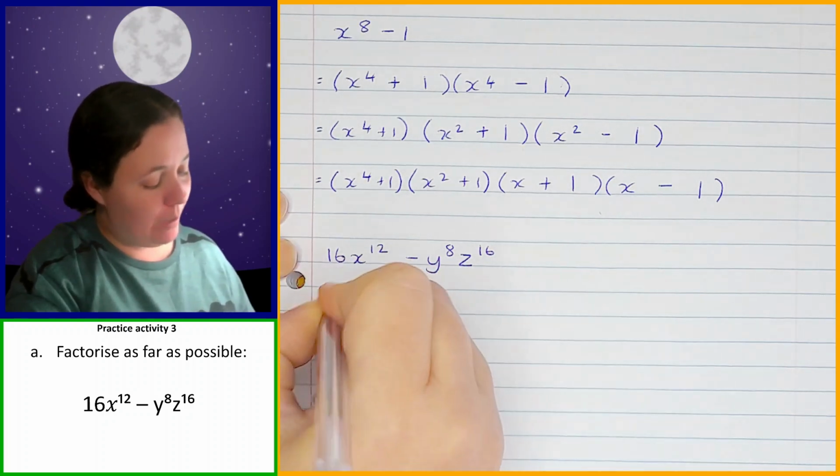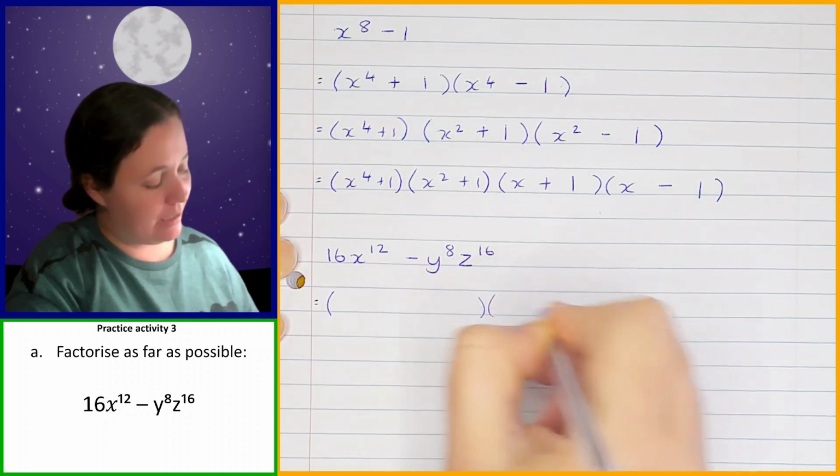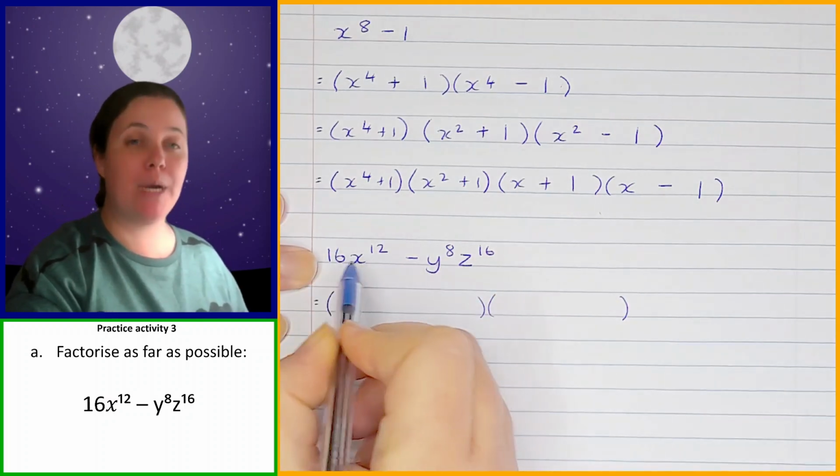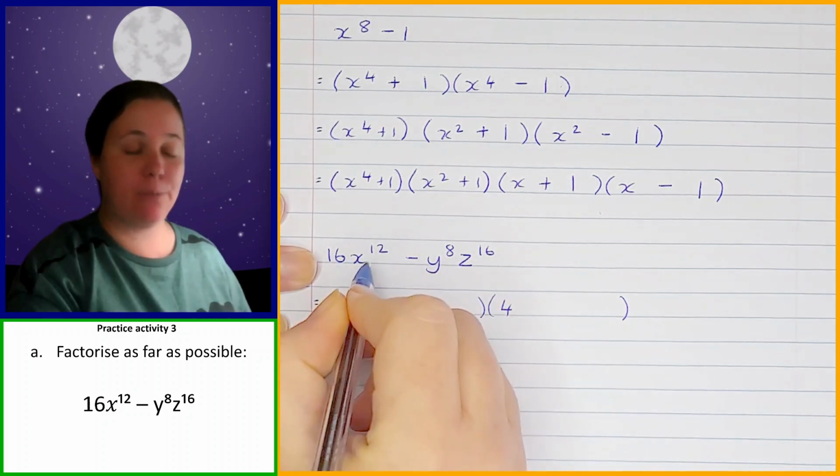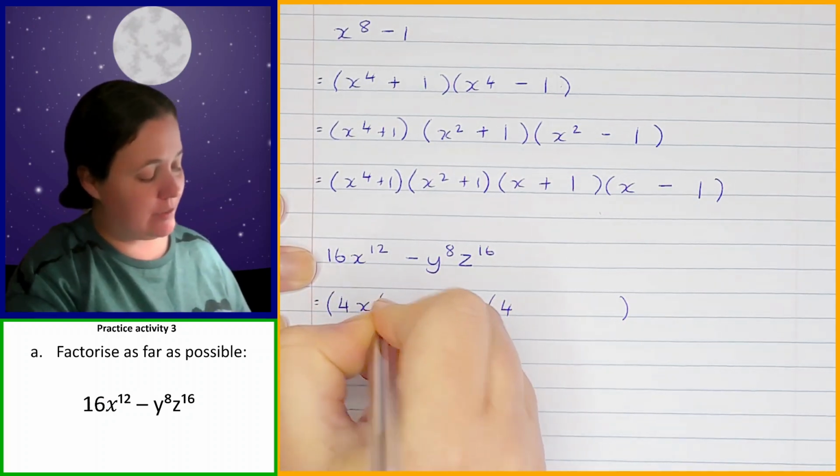Okay, so I'm going to start off by opening my two sets of brackets. The square root of 16 is 4. The square root of x to the power of 12 is x to the power of 6.